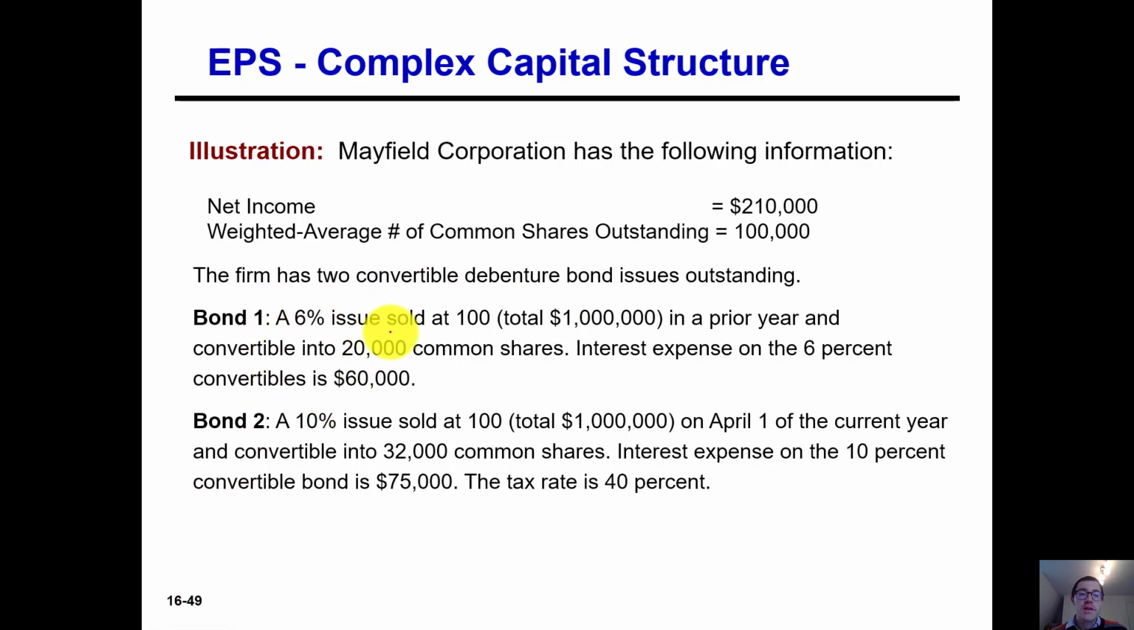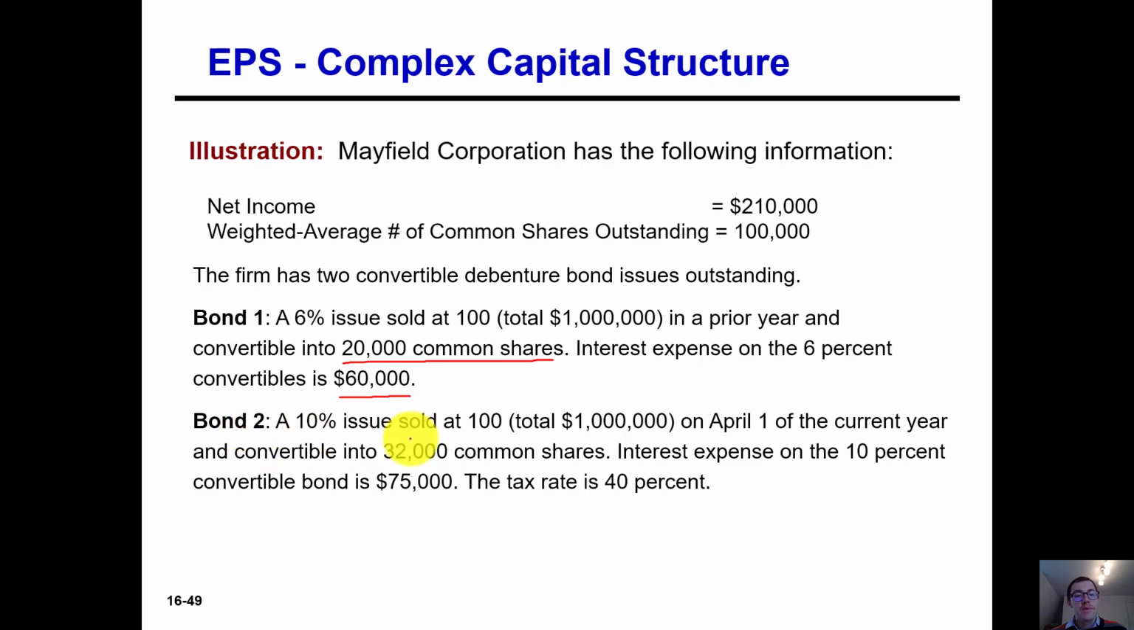Bond 1 is a 6% issue sold at 100, so sold at par, total of $1 million in a previous year. It's convertible into 20,000 common shares. And of course, the interest expense on the 6% bond is, of course, $60,000.